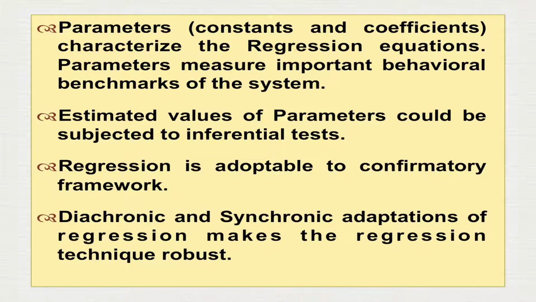3. Parameters, which we here denote as constants and coefficients, characterize the regression equations. Parameters measure important behavioral benchmarks of the system, and could be estimated from the observations as stated earlier. 4. Estimated values of parameters could be subjected to inferential tests. Regression is adaptable to confirmatory framework because of this feature.